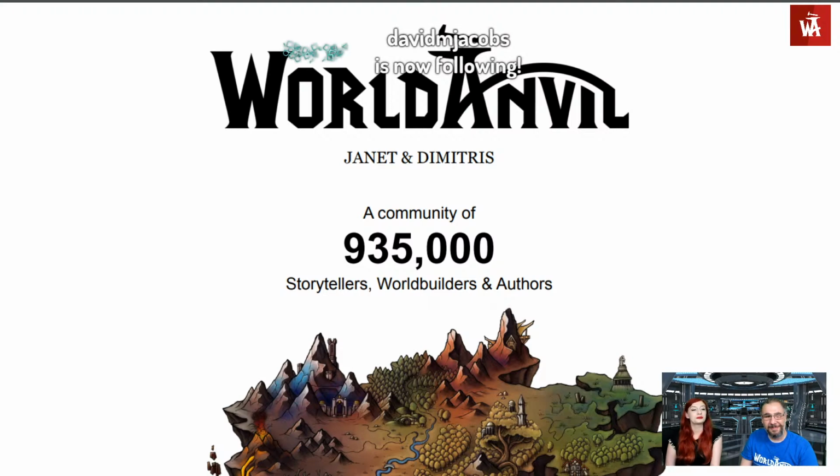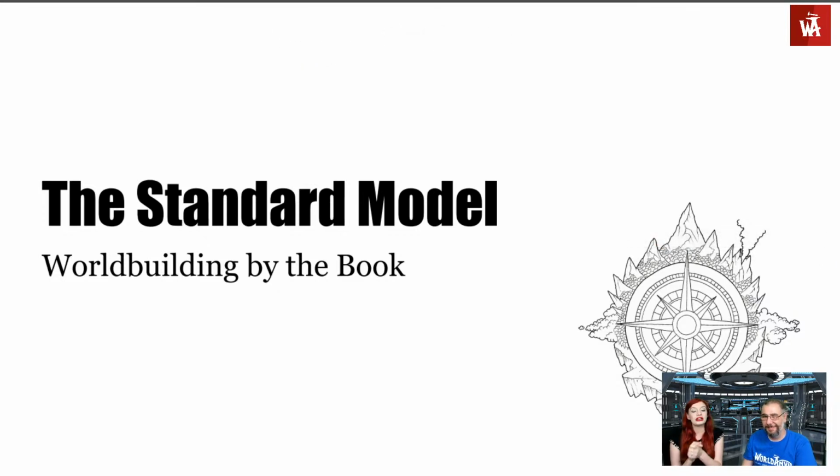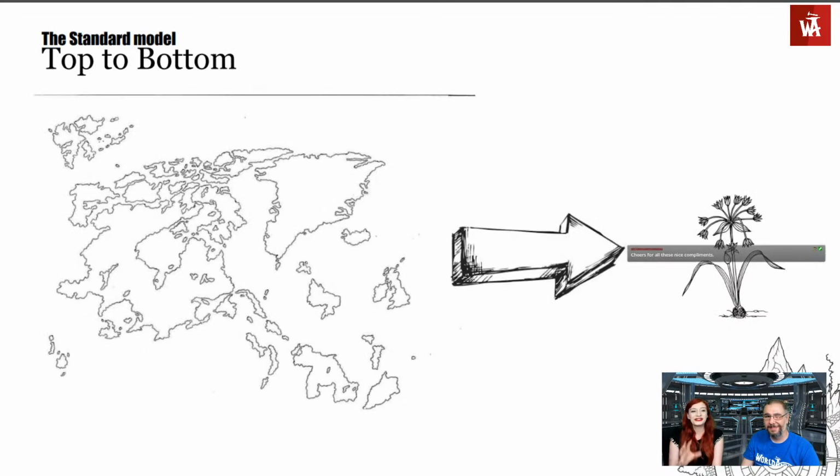Essentially, we've seen every problem in the book. We've had people ask us questions, you know, I'm encountering this, that, or other, with every problem in the book. And specifically for GMs, the standard model is not ideal. It doesn't work. So let's talk about what the standard model is, and then we can tell you why it doesn't work. Top to bottom world building.